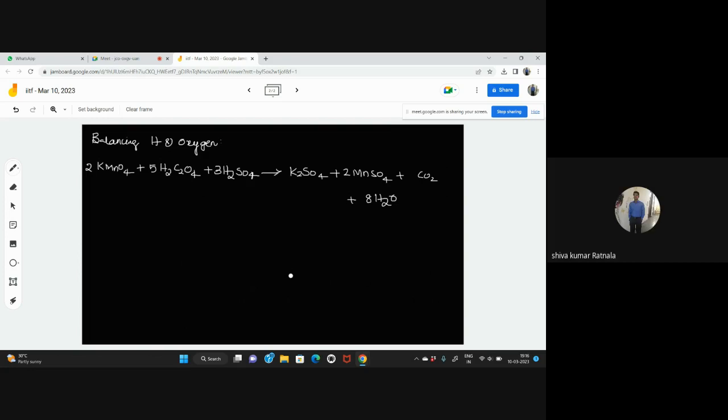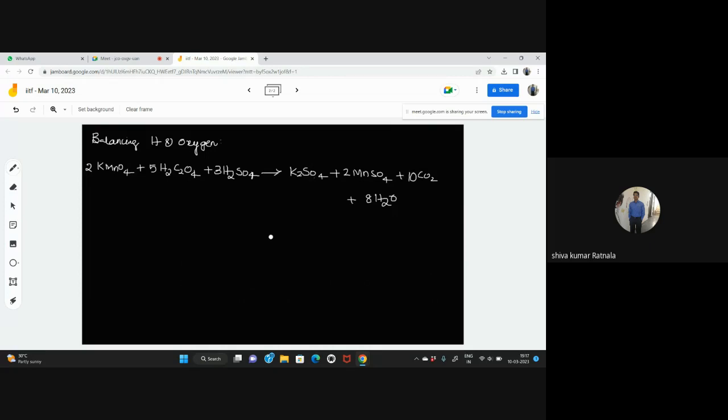And coming to oxygens, calculate the number of oxygen atoms. Left side, how many are there? 12 plus 20, 32. 32 plus 8, 40. And right side, how many are there? 4, 4 plus 8, 12. 12 plus 8, 20. So here we need to write 10 CO2.